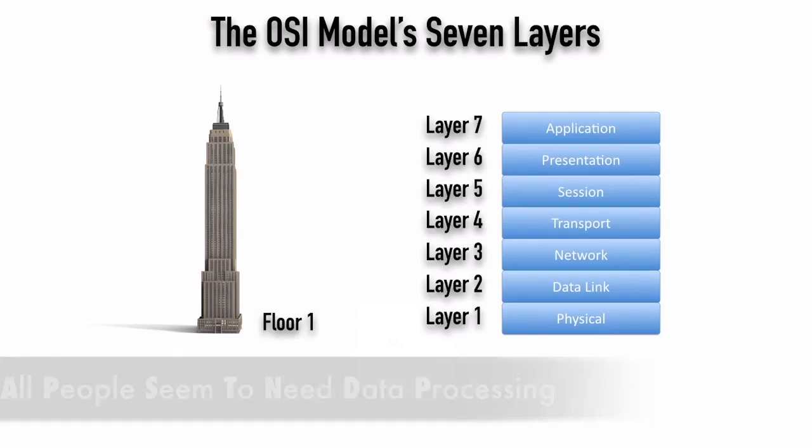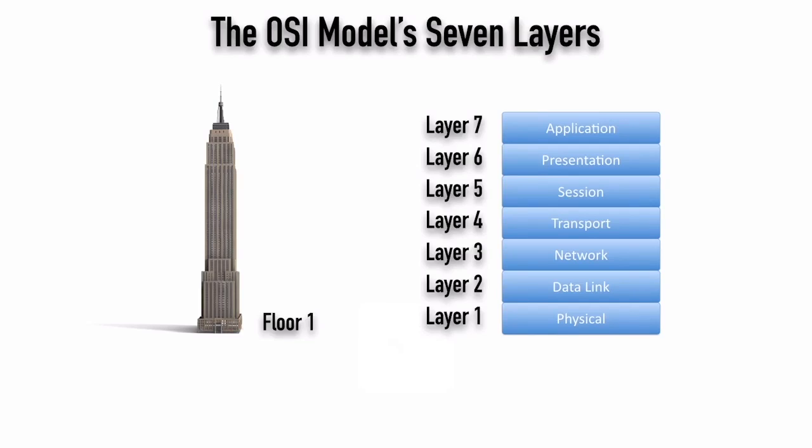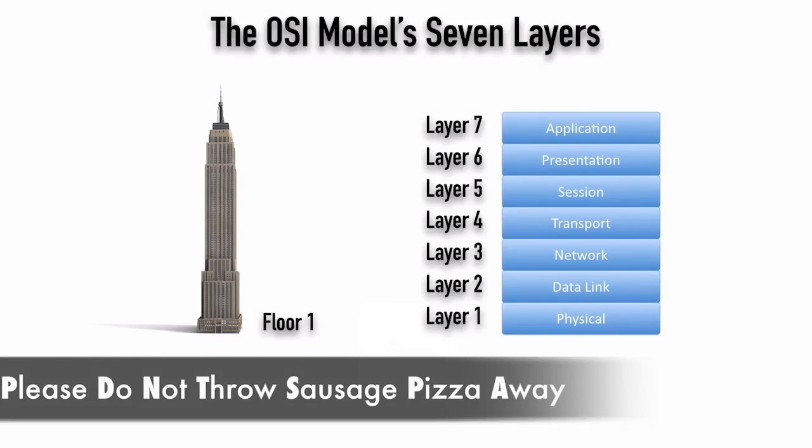If we want to memorize these layers from the bottom up, beginning at layer 1 and then going through layer 7, we could remember the acrostic, please do not throw sausage pizza away, where the P in please reminds us of the P in physical, and the D in do reminds us of the D in data link. Please do not throw sausage pizza away.